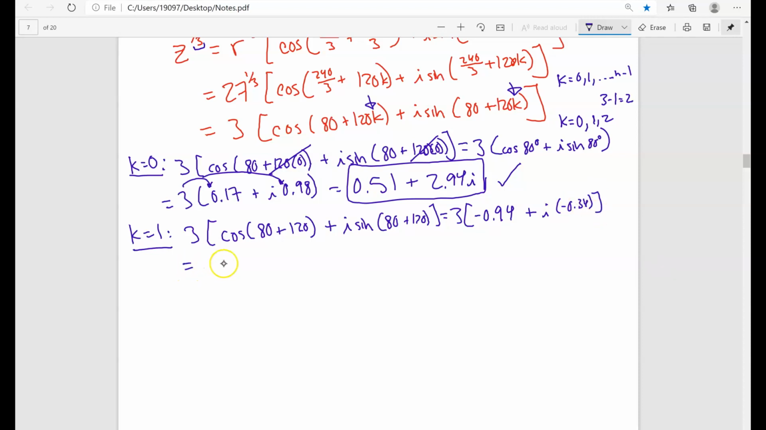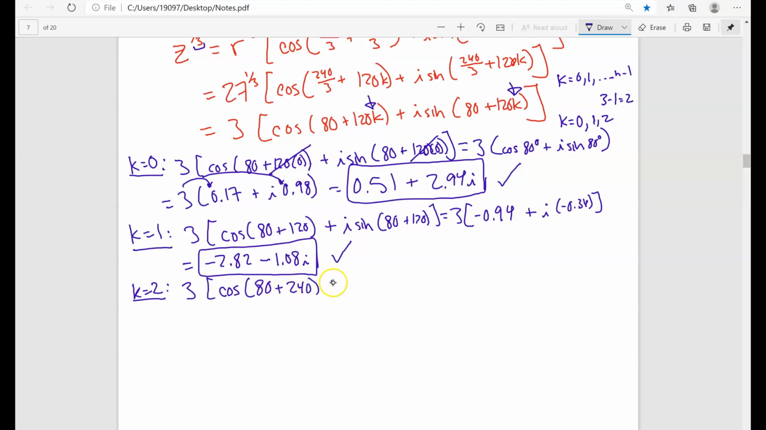Okay, and now let's multiply this together. So 3 times negative 0.94, that gives me negative 2.82, and then 3 times negative 0.34, that gives me negative 1.02, and this is I. So now this is the second root of this complex number. And now we're finally going to stop at k equals 2. So we're going to have 3 cosine of 80 plus, now we're going to take 120 and multiply that by 2. That's going to give me 240 plus I sine of 80 plus 240.